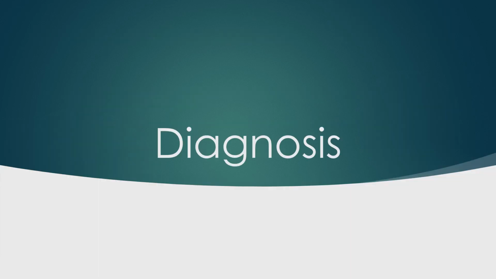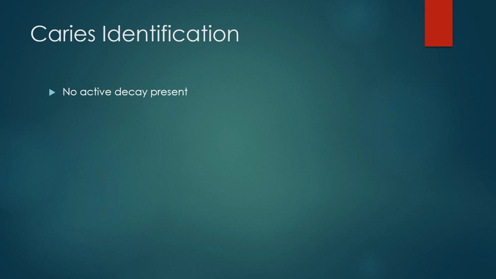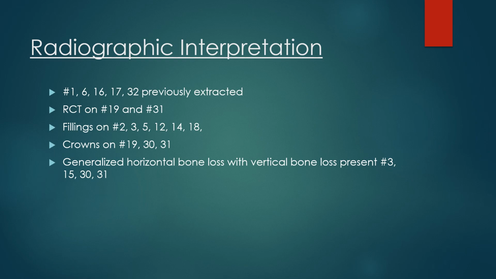Next, we will go over the diagnosis portion. His caries identification shows no active decay. When diagnosing the radiographs, we see he has previously had number 1, 6, 16, 17, and 32 extracted. He has root canals on number 19 and 31 with crowns on 19, 30, and 31. You are also able to see generalized horizontal bone loss with vertical bone loss present on number 3, 15, 30, and 31.